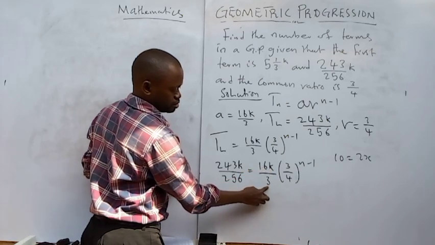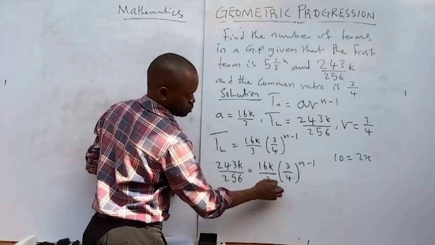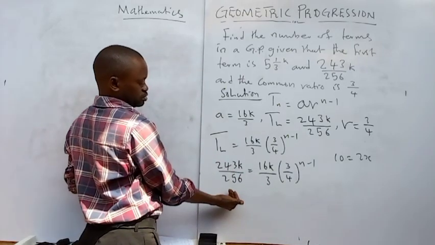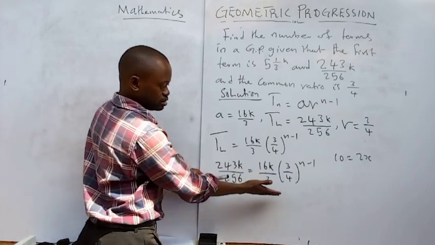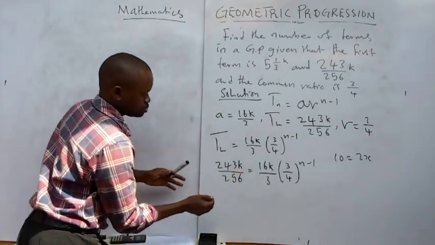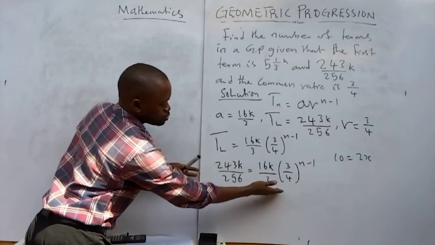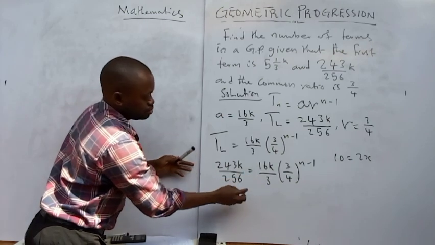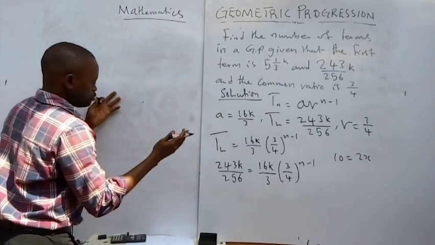To take this away, I divide everything here by 16k over 3, so that this will cancel this. And what I do on the right hand side, I also do on the left hand side. Will you understand it if I present it in this manner? If I multiply both sides by the inverse of this, do you understand what I said? Multiply both sides by the inverse. Let me do something that will help you to get this.